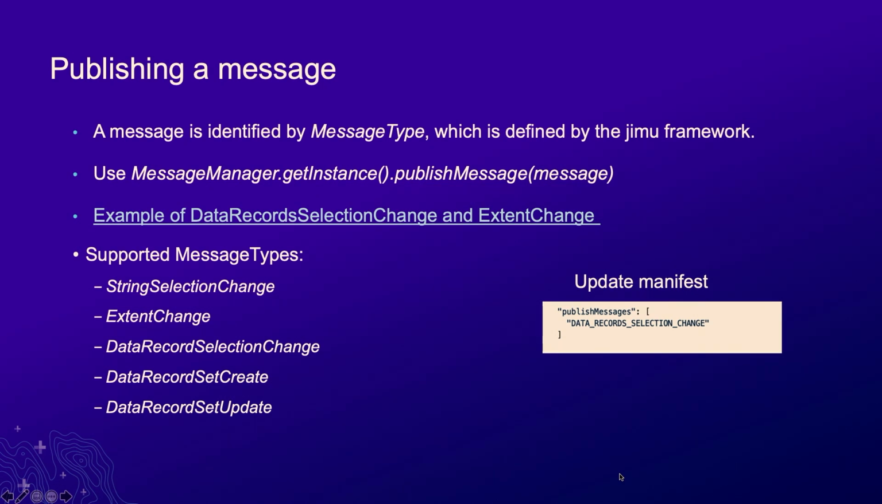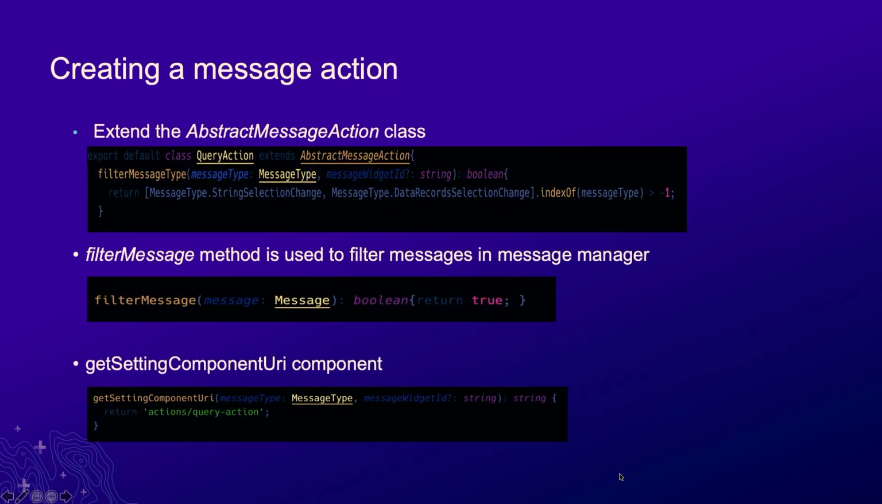So what will happen is a widget will call the message manager to get the instance, publish the message, and pass in the parameters for the message. When you're going to publish a message, the widget should declare that in the published messages in the manifest JSON. So let's talk about creating a message action.